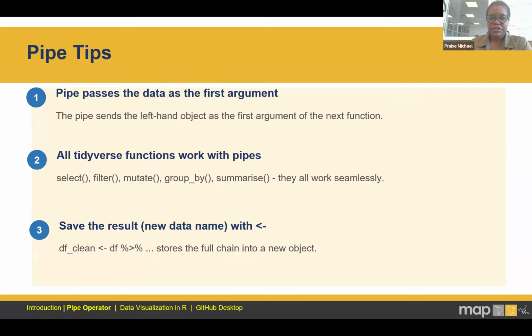And all the tidyverse functions work with pipes. This is something that we also need to remember, and they all work very seamlessly. If you want to save the results, like the new data frame that you've created after using the pipe, you just use this function. So maybe initially we had that DF data frame, and then you can rename it to DF clean, or you can name it DF April, depending on what you're trying to achieve. This stores the full chain into the new object.